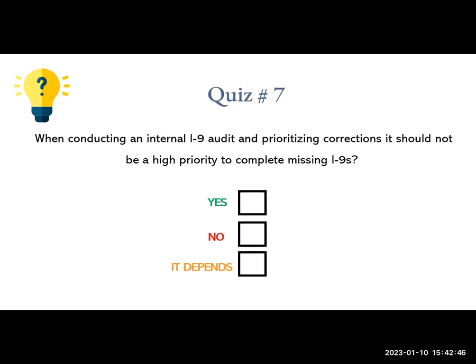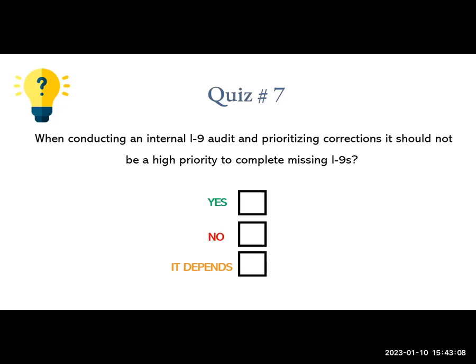When conducting an internal I-9 audit and prioritizing corrections, it should not be a high priority to complete missing I-9s. What do you all think? Yes, no, it depends. This one can be tricky. I'm going to read it again.